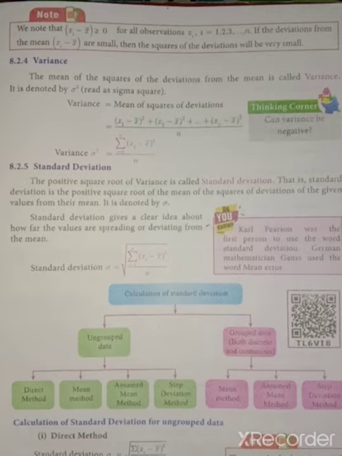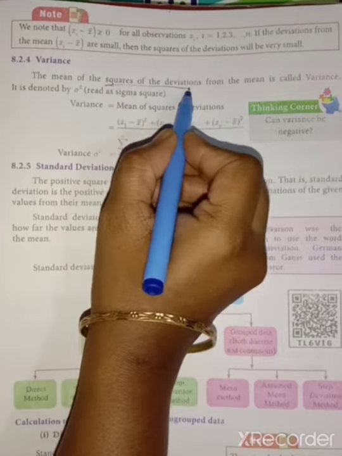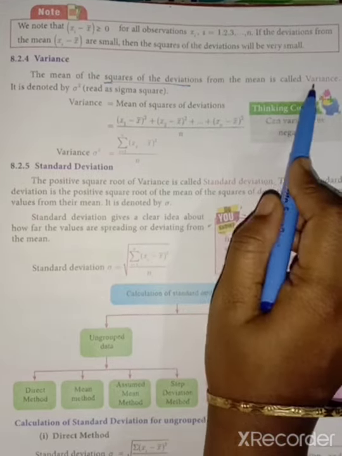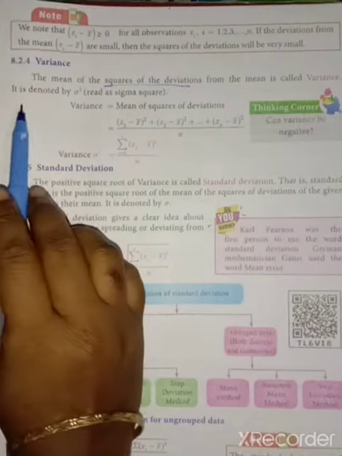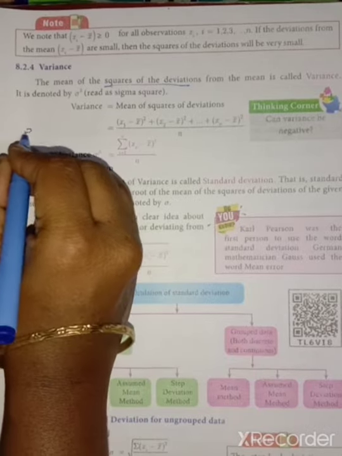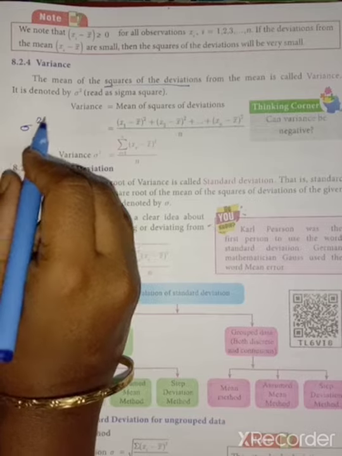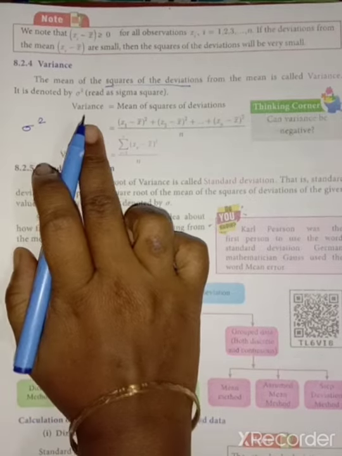So the next definition is variance. The mean of the squares of the deviations from the mean is called the variance. We already know the squares of the deviations. Here we have to say that is variance. It is denoted by sigma squared. This symbol is sigma. So sigma squared. Now the variance formula.